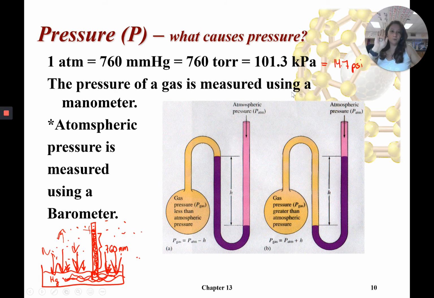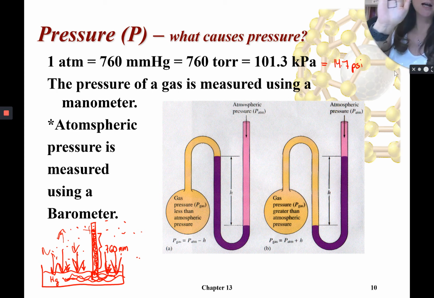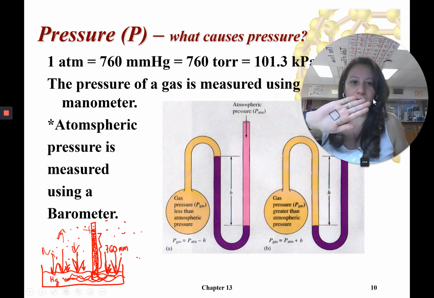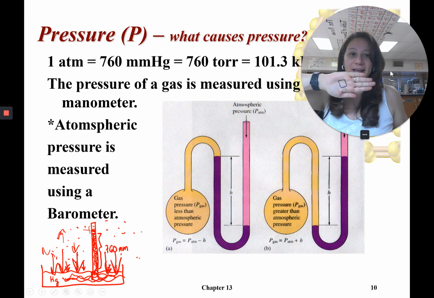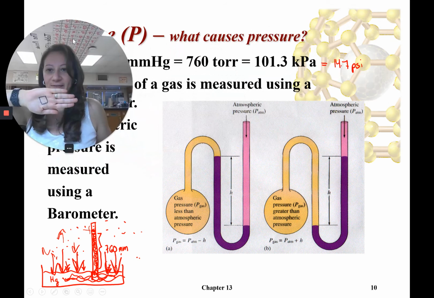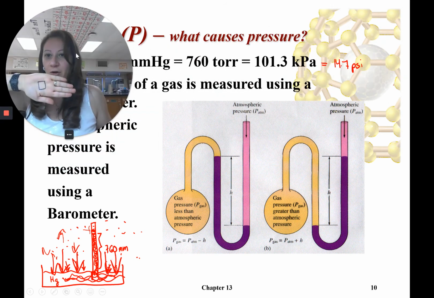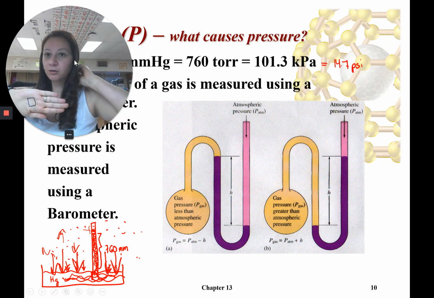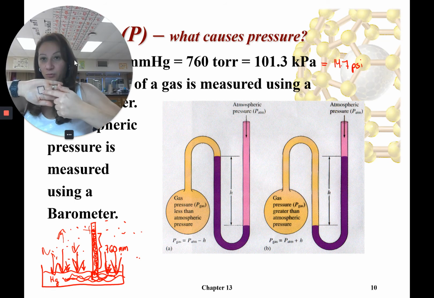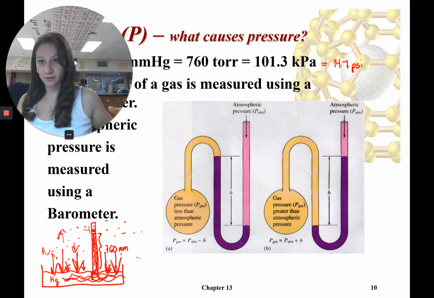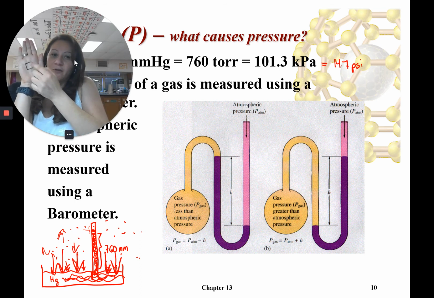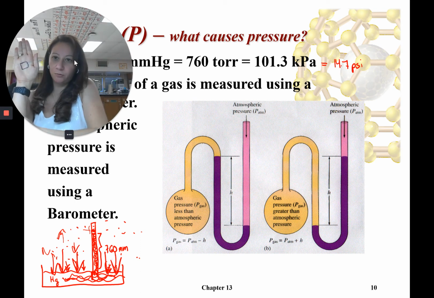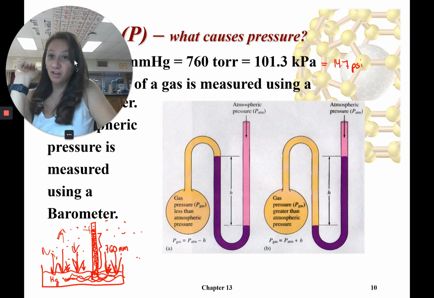Now, just so that you have a reference for what this means, I've drawn on my hand right here about a square inch. So we're saying that there's 14.7 pounds per square inch of pressure on you from the atmosphere, from normal atmospheric pressure. That means that for every square inch of your body, you have almost 15 pounds pushing on you from each direction. That's a lot of pressure.